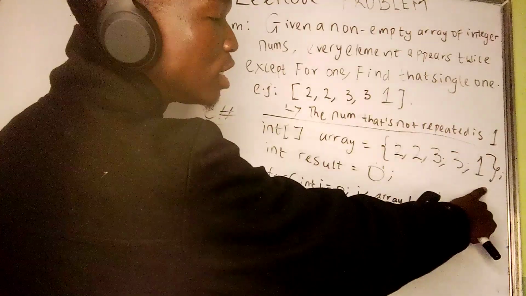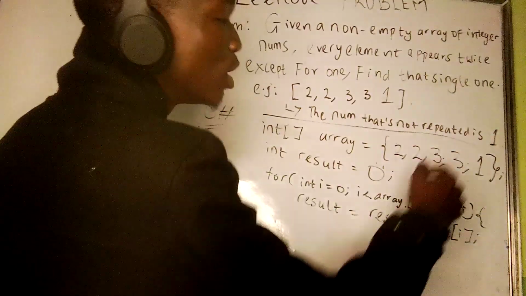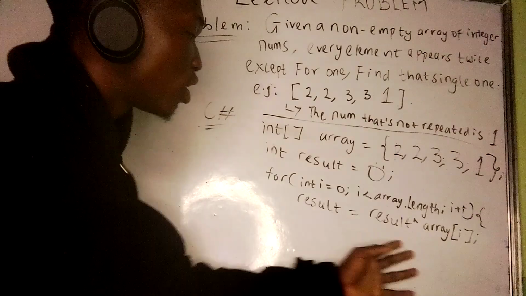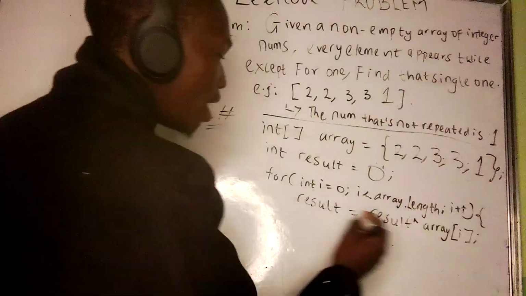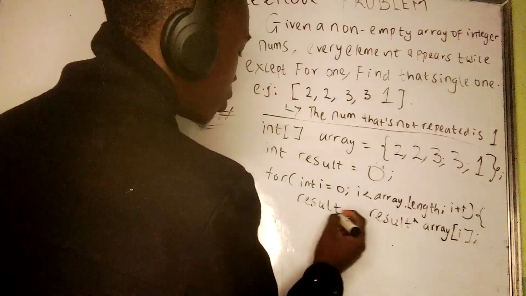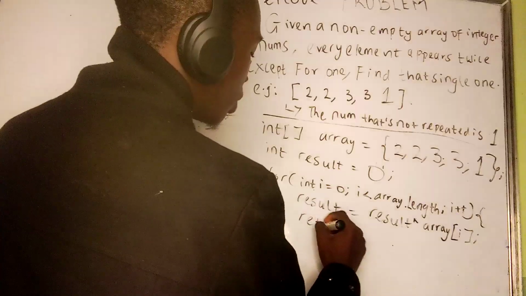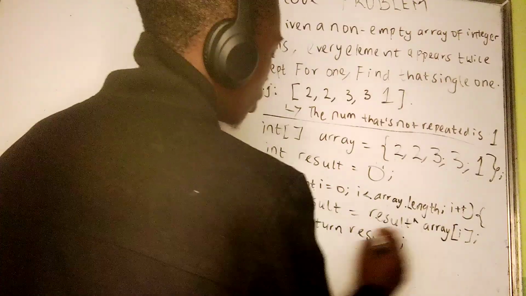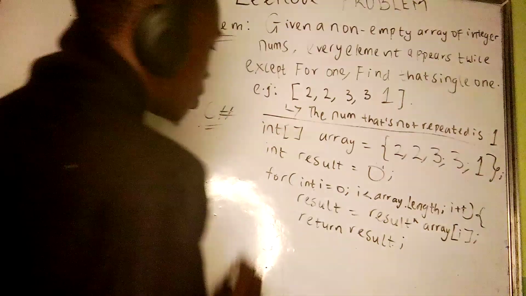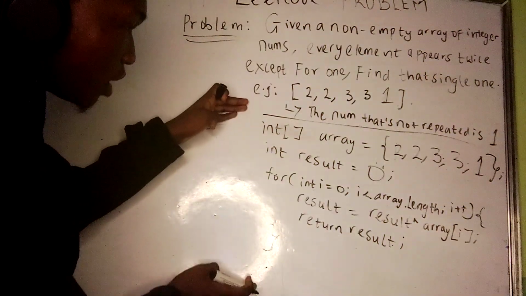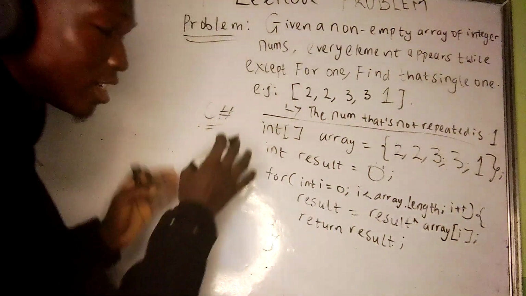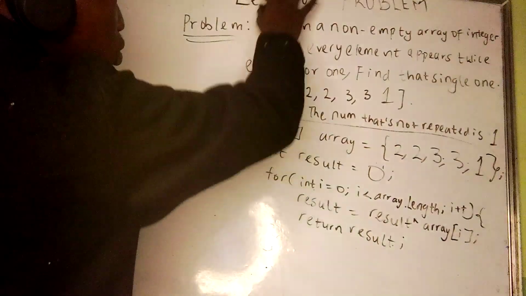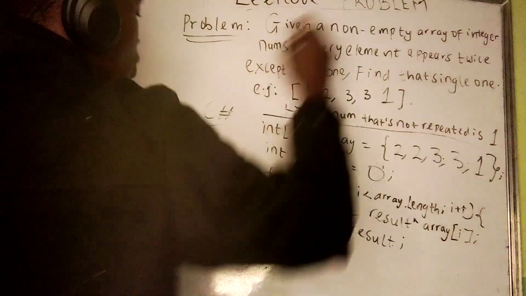Hence, 1 is the one that appears the least, so it will print out 1. So we've gotten this result. Then the next step is to return the result. And then finally, that is it. This is the entirety of the algorithm. This is how to solve this LeetCode problem.